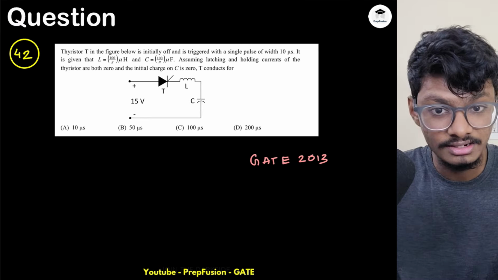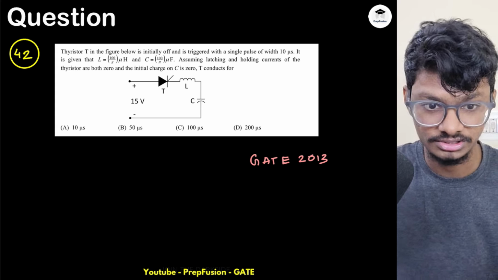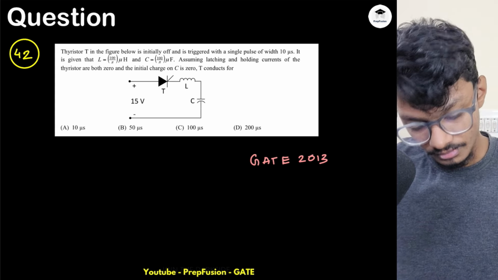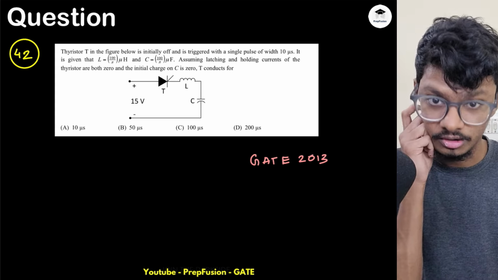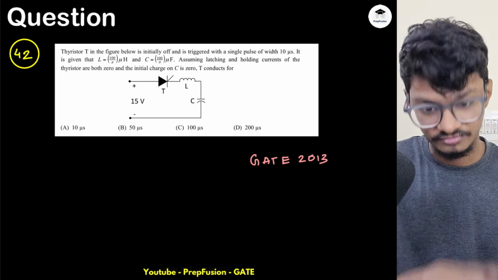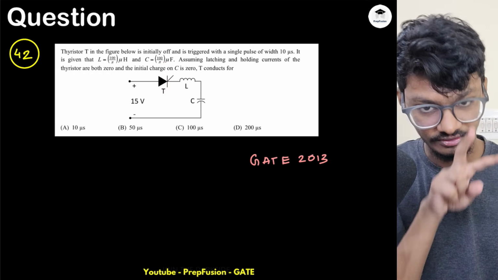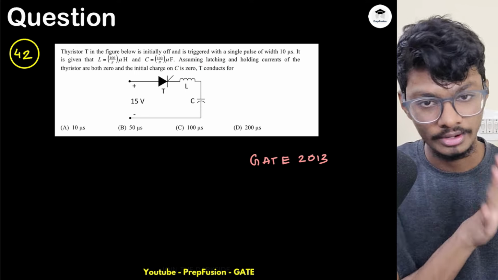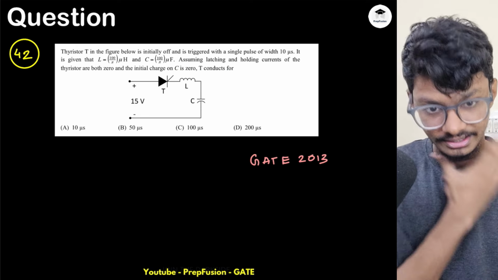This is a very good question, because it is also an AC transient question. I hope Himanshu has taught you how to solve these types of questions. Like, if this transistor is on and 15 volts is applied across L and C, how to write the voltages and currents.